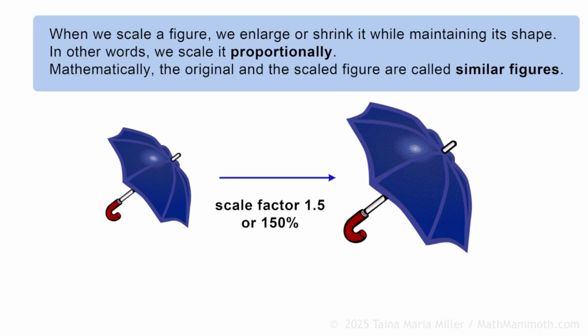I have an umbrella here, and it has been scaled with a scale factor of 1.5 or 150%, and it became this bigger umbrella. Each dimension of the umbrella, for example, its length this way, horizontally, or the height of this picture here, or the length of this umbrella like this, gets multiplied by 1.5 in the scaled figure. So for example, if this happened to be 2 feet, then here it would be 3 feet. Or if this was 200 pixels, then over here this dimension would be 300 pixels.